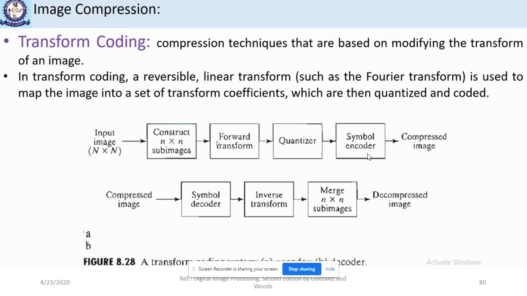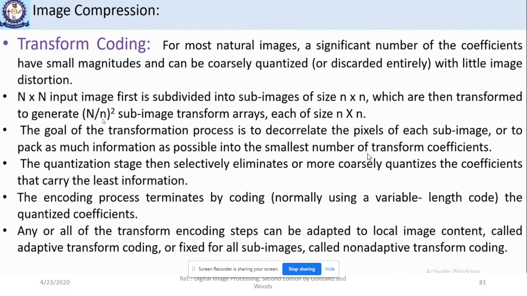Not discussing much more about transform coding. Here we have some points which we have already discussed, but still I will read them out for you. In transform coding, for most natural images, a significant number of the coefficients have small magnitudes and can be coarsely quantized or discarded entirely with little image distortion. As discussed earlier, we get some coefficients which are very small, so we just discard those coefficients and get the image with little distortion.